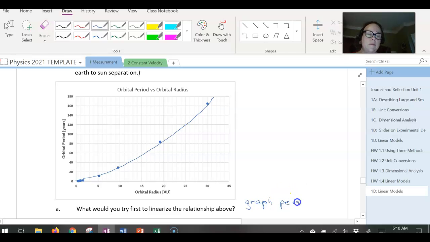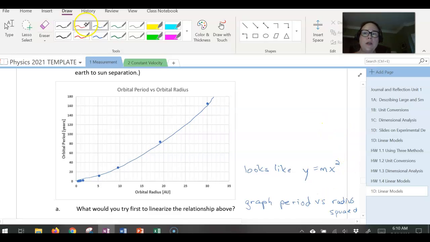Okay. So to linearize this, we would try to graph period versus radius squared, right? And we're basing that on the fact that this graph looks like a curve, a function where y equals some slope times x squared.